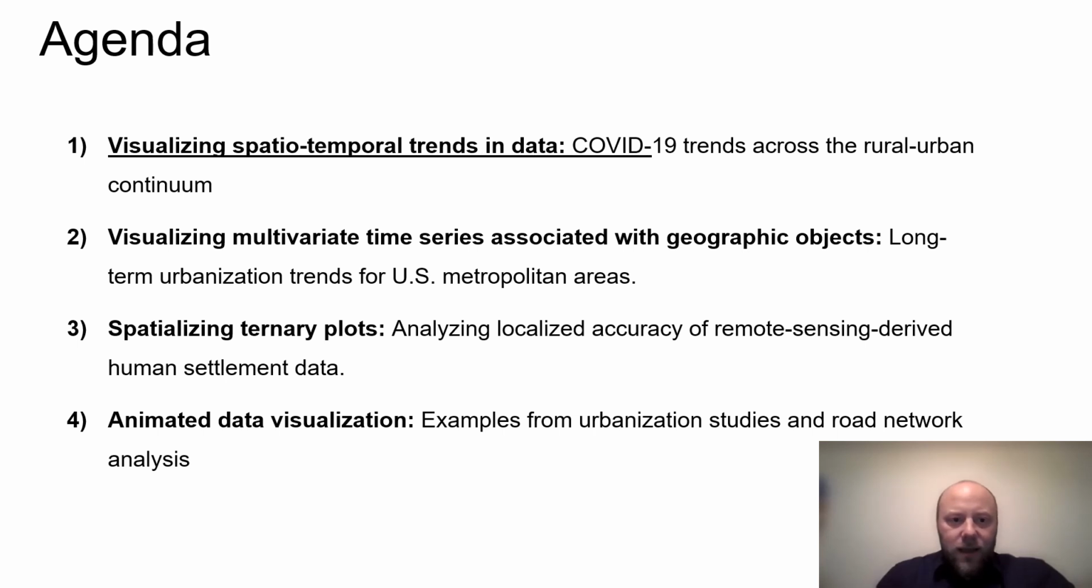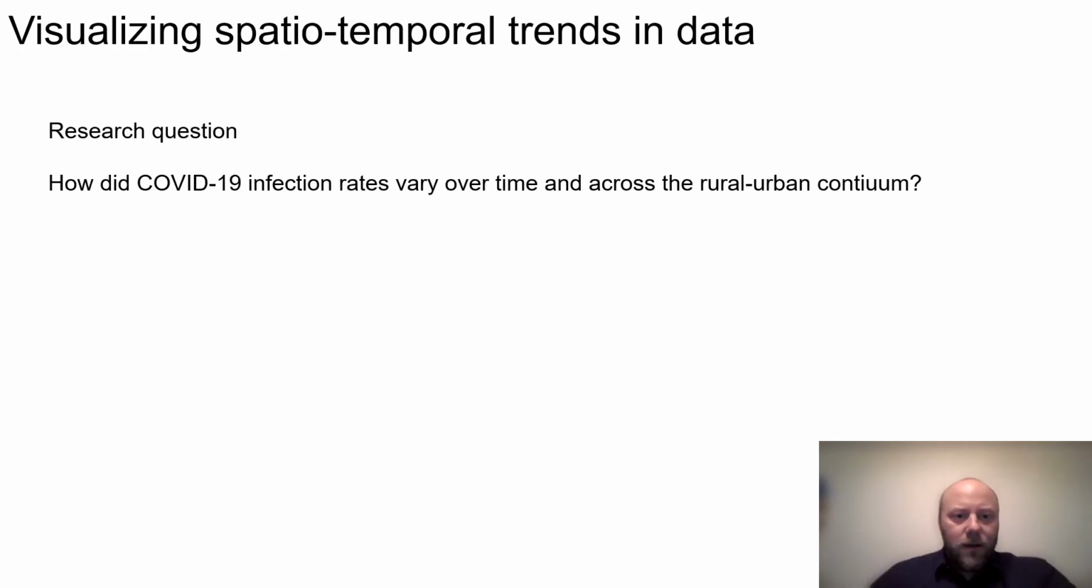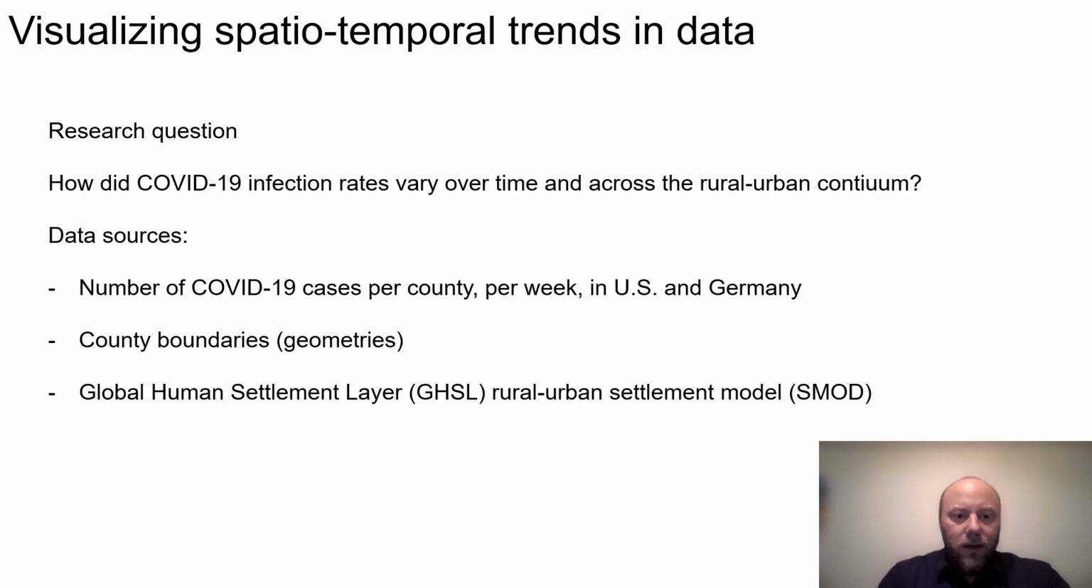And let's start with the first topic, visualizing spatio-temporal trends in data, COVID-19 trends across the rural-urban continuum. So the research question here is to basically analyze and visualize how COVID infection rates have varied over time and across the rural-urban continuum. And I'll explain in a bit what we mean by that actually.